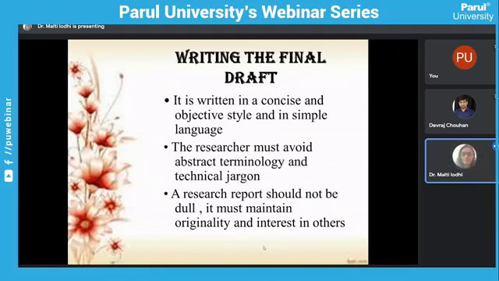The researcher must avoid abstract terminology and technical jargon. When we are presenting the report or findings, when we are disseminating, communicating or publishing, we must avoid words which are very critical, or words which are very difficult for laymen to understand. So that has to be always remembered. A research report should not be dull. It must maintain originality and interest. So these are all the points which we have to remember.